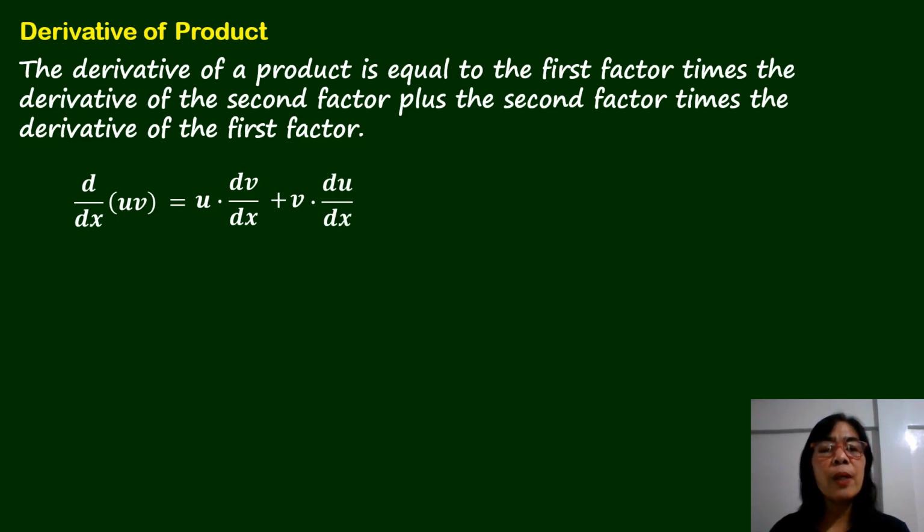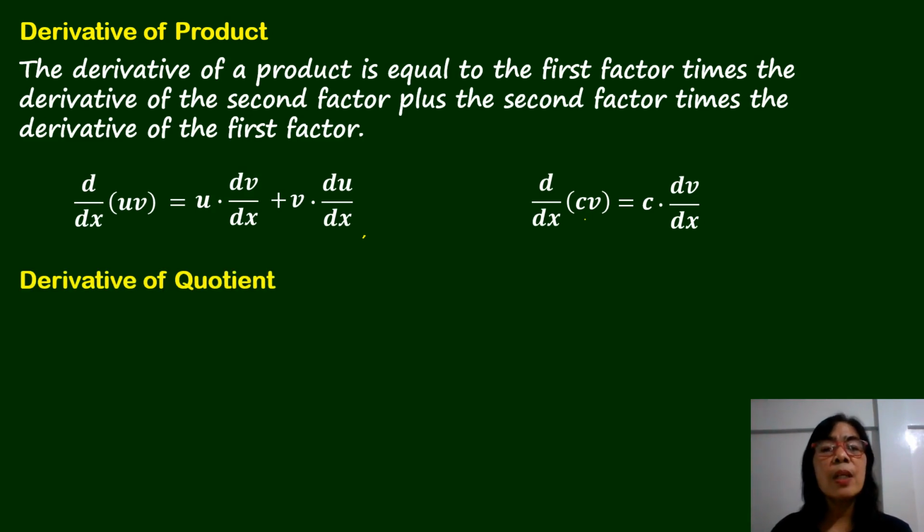Now, if one factor is a constant, say the first factor u is a constant, so we have the derivative of c times v. Applying the same formula, that gives us the first factor, which is c, times the derivative of the second factor, plus the second factor times the derivative of the first factor. But since the first factor is a constant, that means in this formula, the second term becomes 0. Hence, we have the derivative of a product with a constant factor is equal to the constant factor times the derivative of the remaining factor.